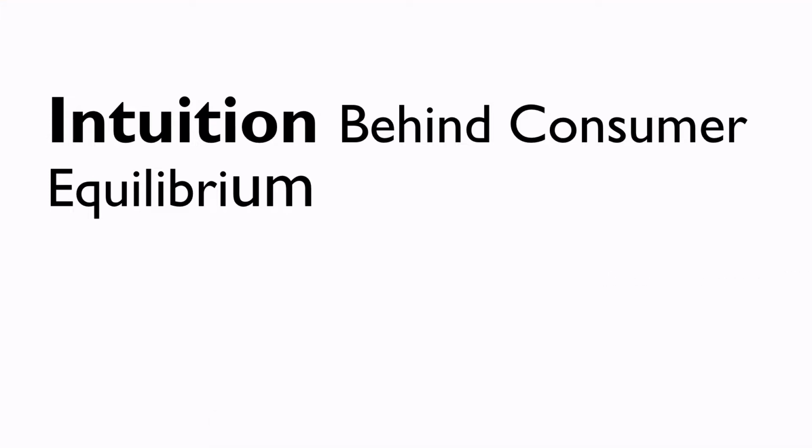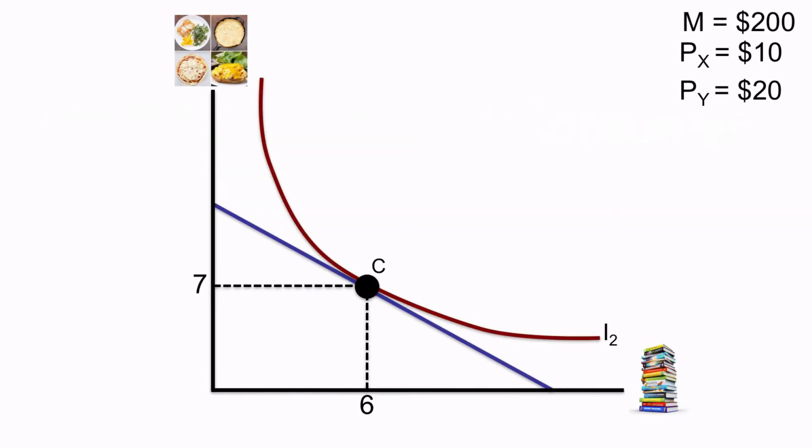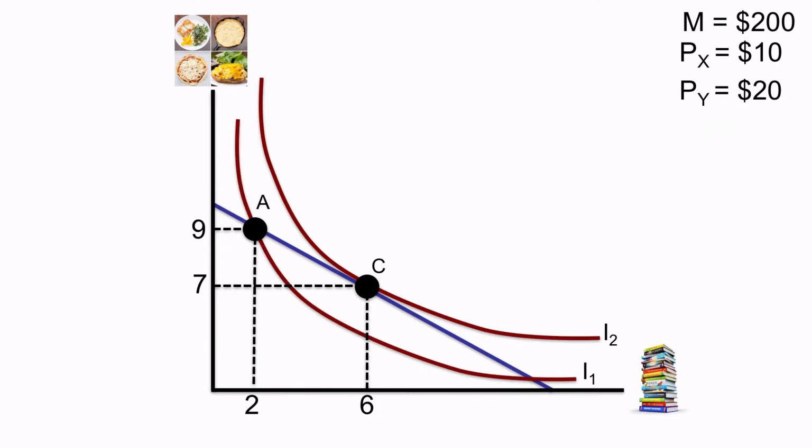To understand the idea of consumer equilibrium intuitively, it is best to look at a situation where the consumer is not at equilibrium. For instance, consider what happens if Tom chose to consume 9 meals and 2 books. Could Tom gain additional happiness by moving to point B? The answer is absolutely yes.